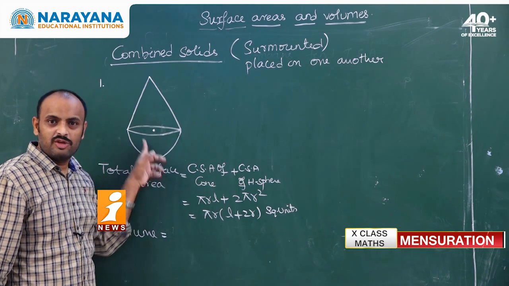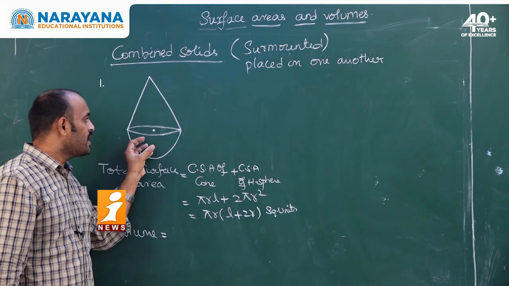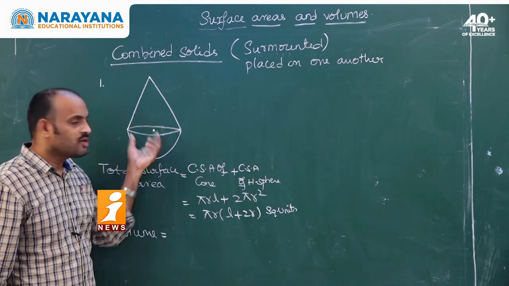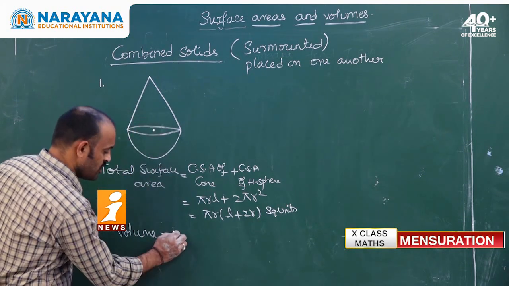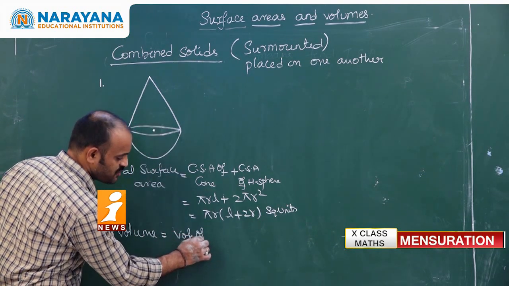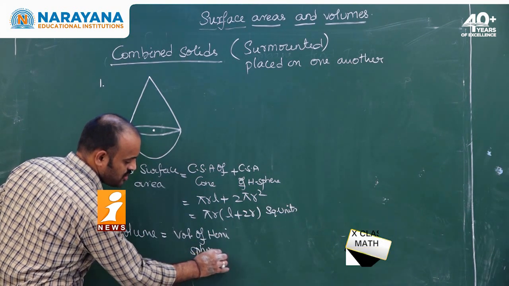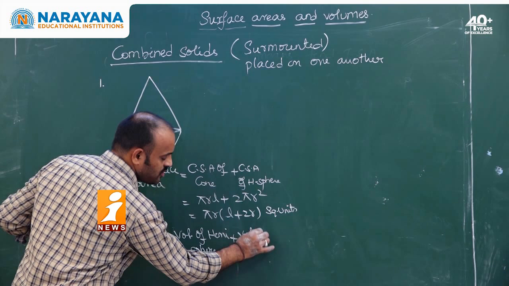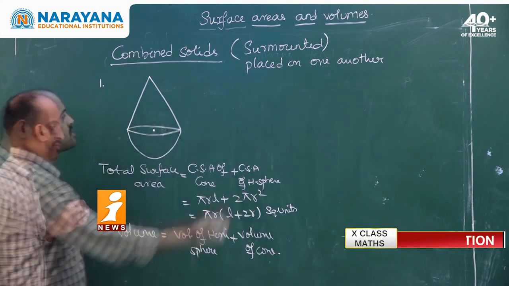Next, how to find the volume? So both will have volume, right? So to find the volume of combined solids, add the volume of each figure. Volume of hemisphere plus volume of cone.